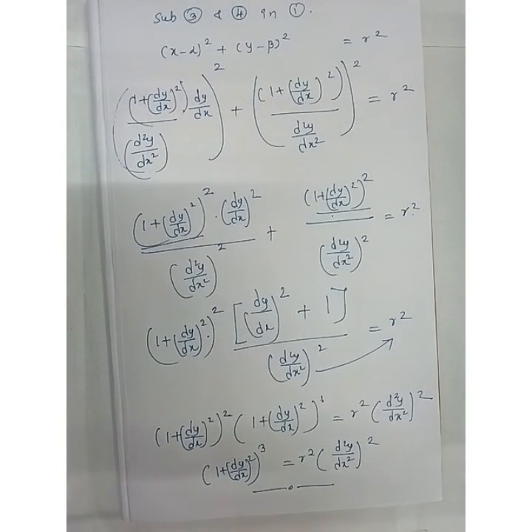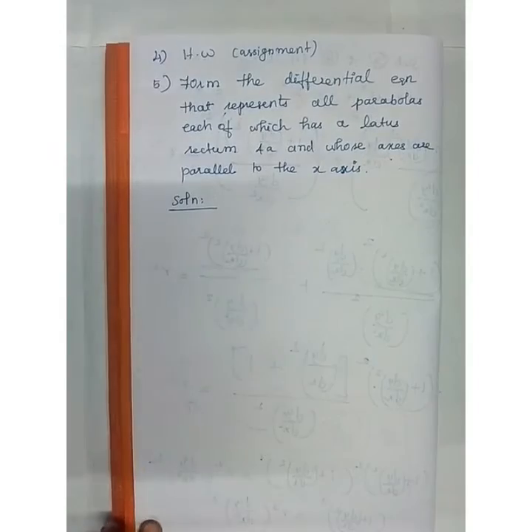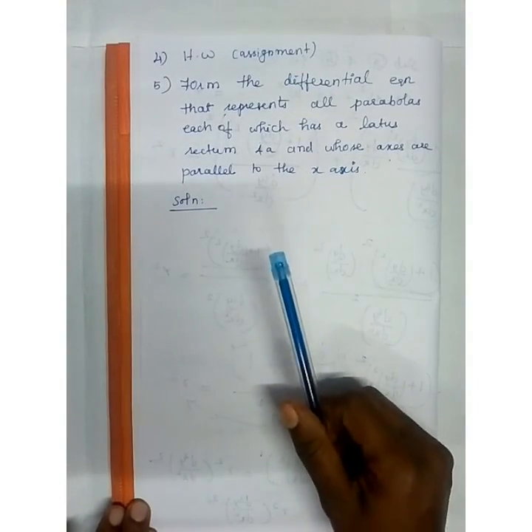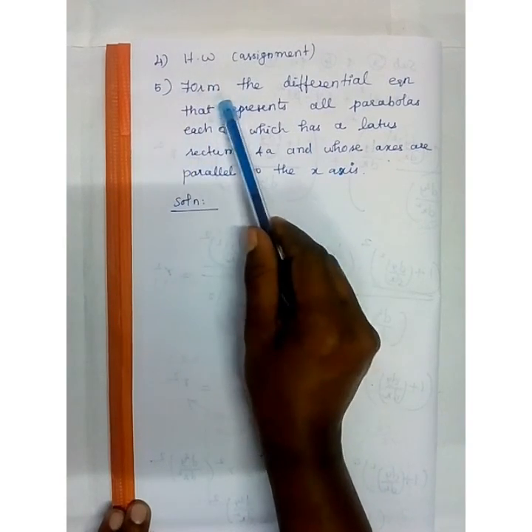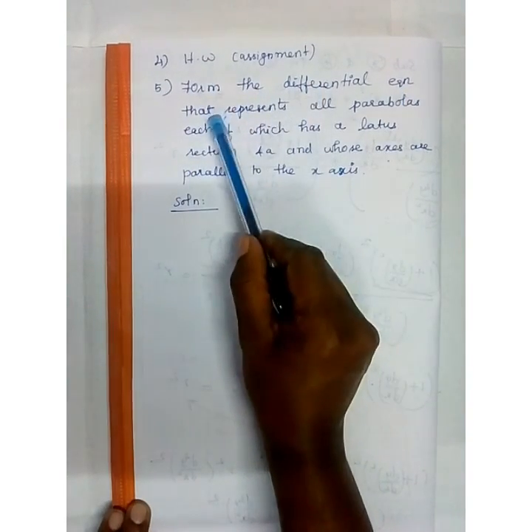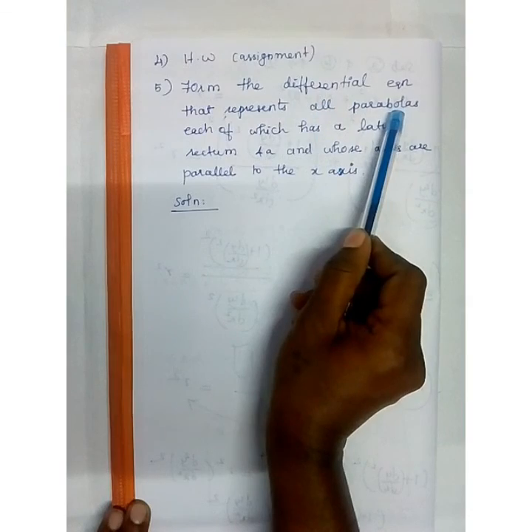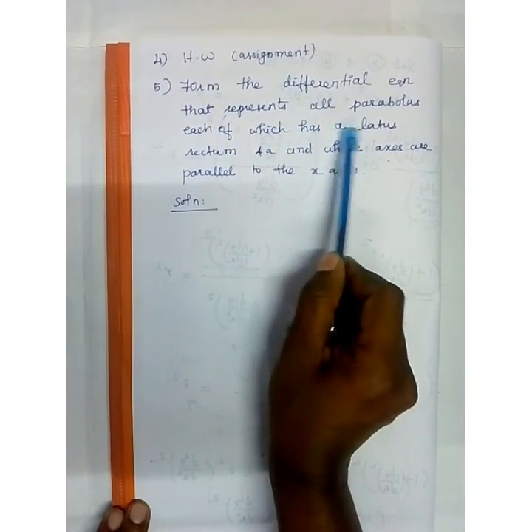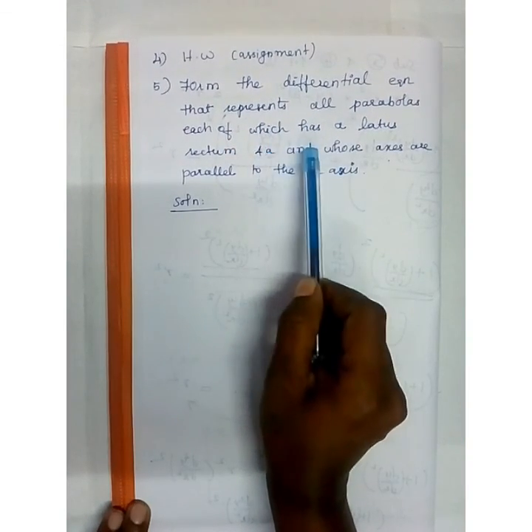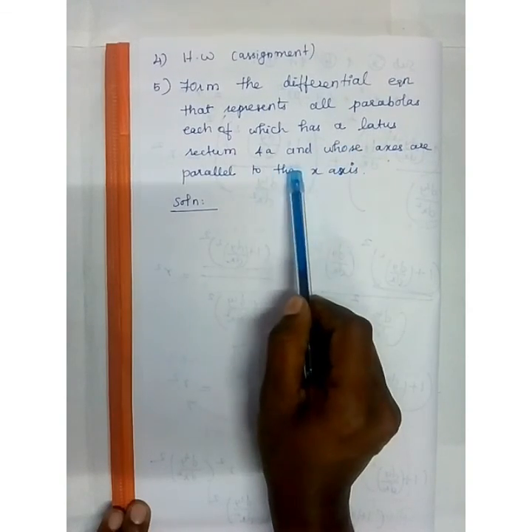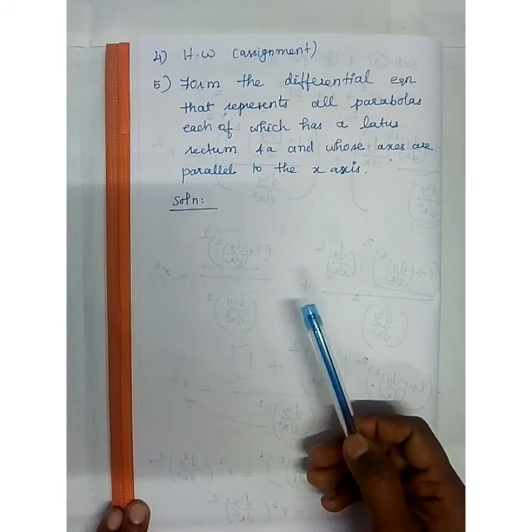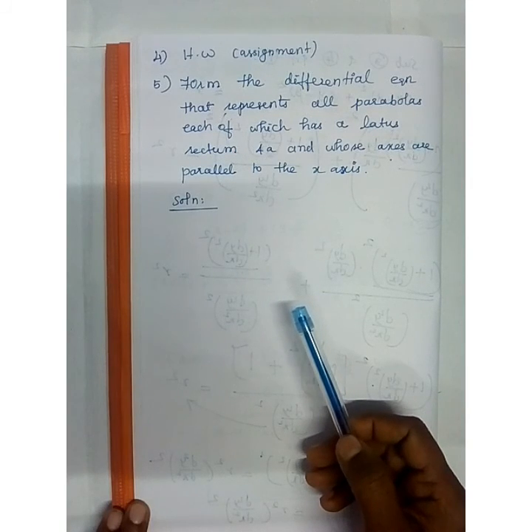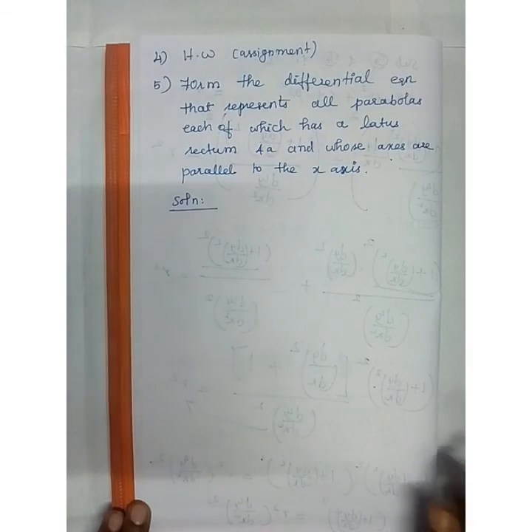Next sum. Next question. The fourth one is your assignment problem. Fifth question. Form the differential equation that represents all parabolas, each of which has a latus rectum 4a and whose axes are parallel to the x-axis. If it is parallel to the x-axis, what is your y value? Parallel to the x-axis. Just think over it.